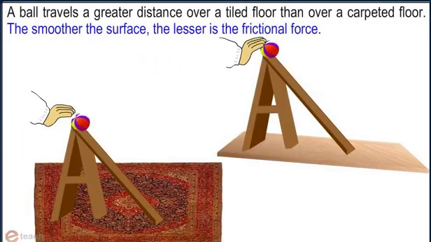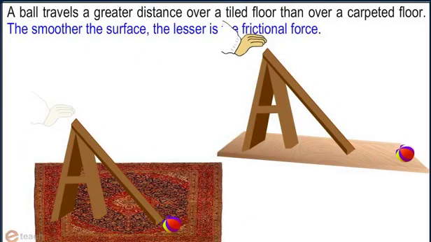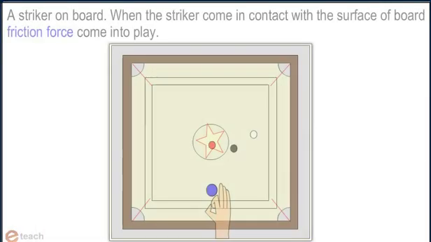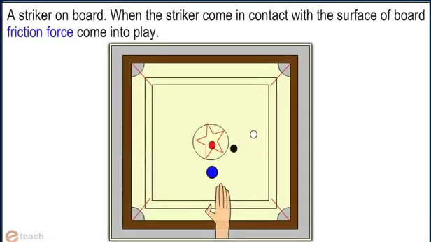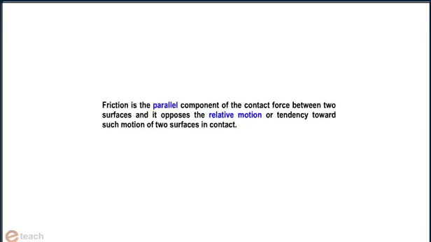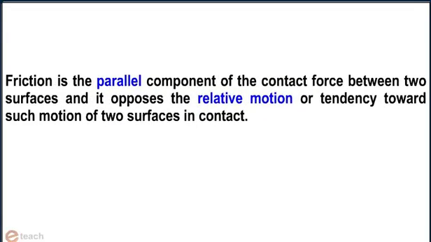A ball travels a greater distance over a tilted floor than a carpeted floor. The smoother the surface, the lesser is the friction. A striker on a board, when the striker comes in contact with the surface of the board, the friction force comes into play. Friction force is a parallel component of a contact force between any two surfaces, and it opposes the relative motion or tendency towards such motion of two surfaces in contact.